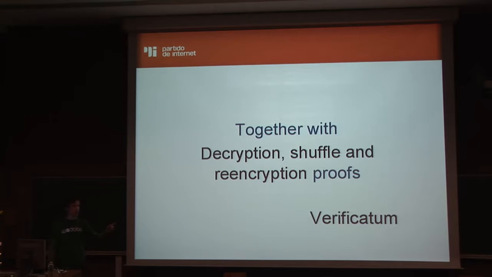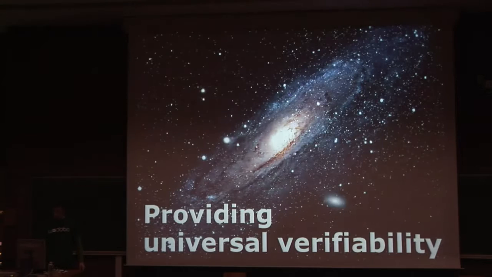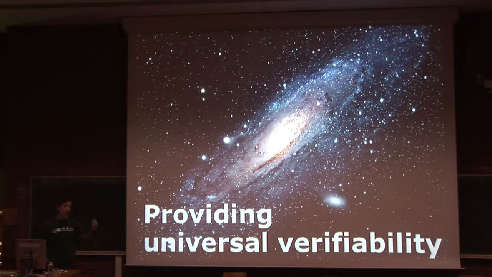Verificatum is the system that we use for all these mathematically complex processes, and this software is made by cryptographers from Switzerland. And these proofs I have mentioned earlier provide, as I said, universal verifiability. So even if the voting is corrupt, you will know it. Maybe your vote will be known if all the trustees are corrupt, but otherwise it will be secret.